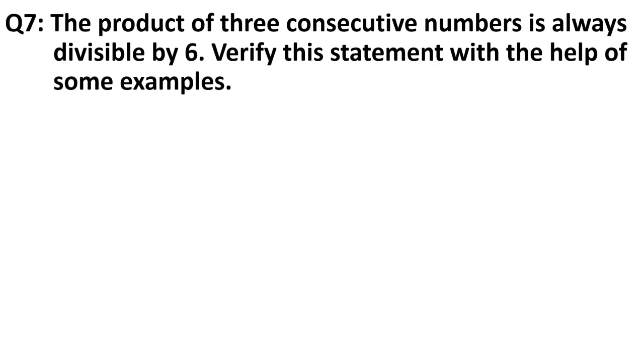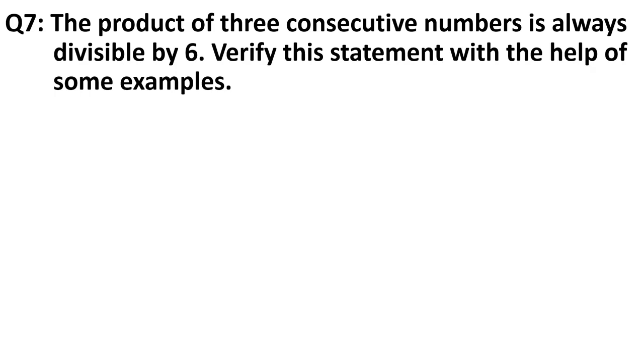Now our next question is question number 7. The product of 3 consecutive numbers is always divisible by 6. Verify this statement with the help of some example. See once again the question. The product of 3 consecutive numbers. 3 consecutive numbers means 3 numbers in continuity, and you have to find the product of that. Then you have to check whether that product is divisible by 6 or not.